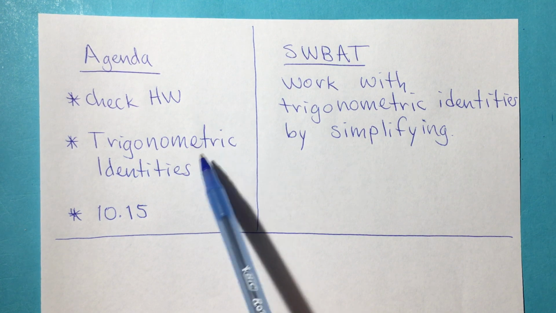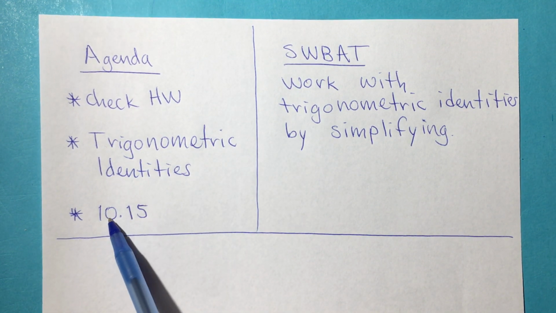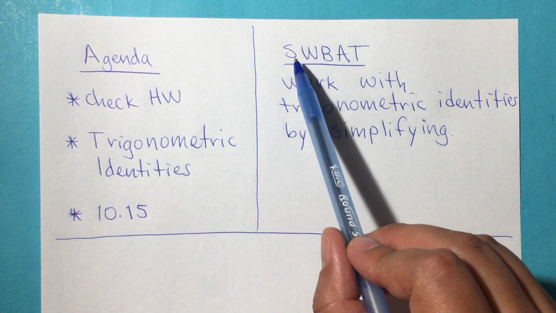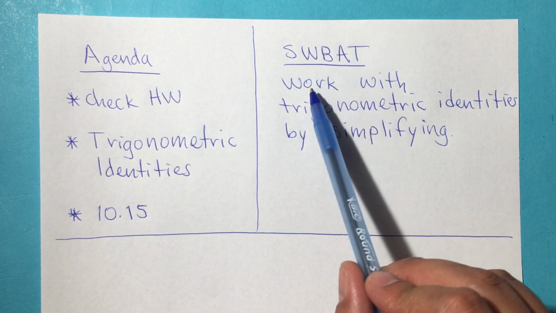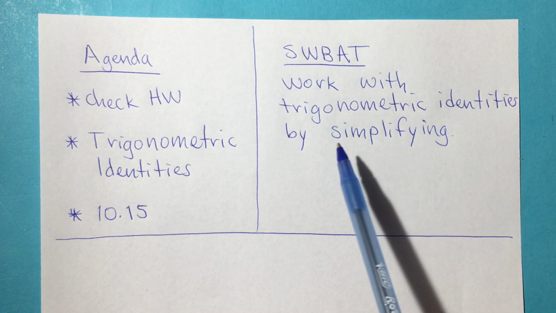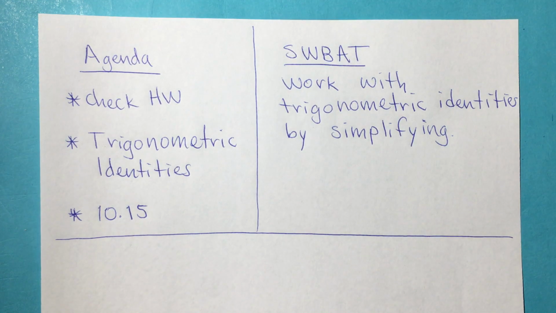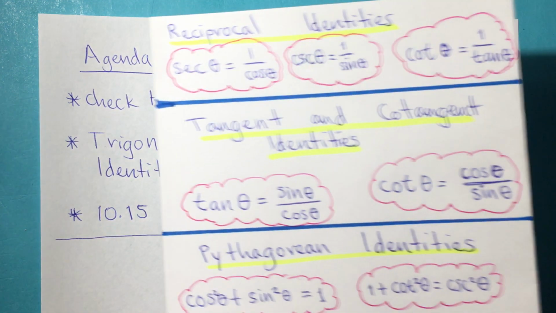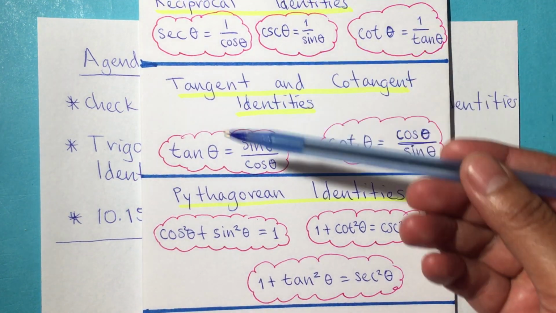We'll learn trigonometric identities and you will be able to do 10.15. Today students will be able to work with trigonometric identities by simplifying. And if you already watched 10.14, that's great. You already know where these come from.